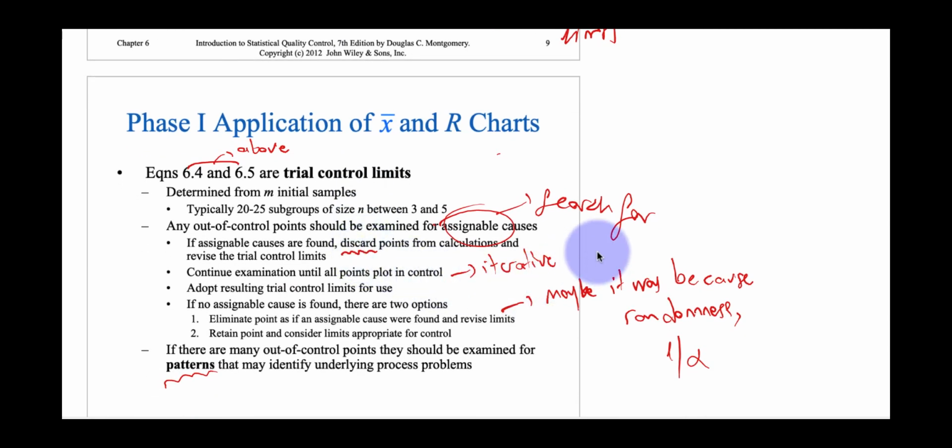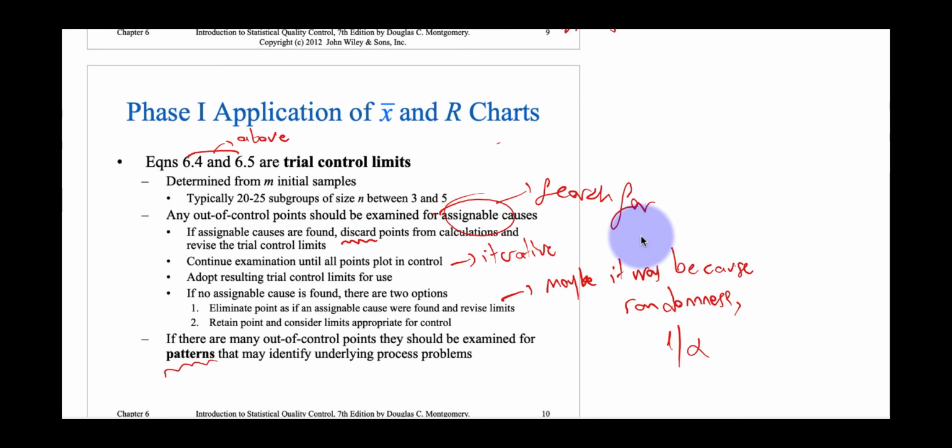Then we are going to try to find the assignable causes if we see any out of control points. If we see out of control points, or non-random patterns, we are going to look for assignable causes first. If we find these assignable causes, we are going to eliminate them. Then we are going to discard these points from the calculations. Then we are going to revise our trial control limits again, okay? And we are going to continue this procedure until we do not have any out of control points.